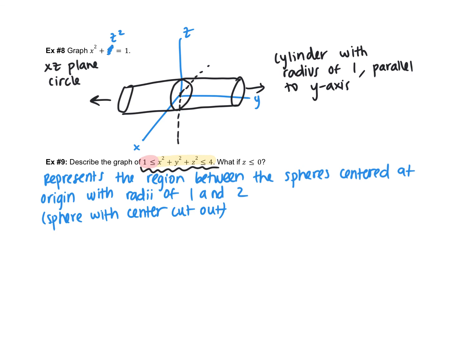So then, what if we add the condition that z has to be less than or equal to 0? Well, that condition will give us a hemisphere. It would be the lower half of the figure only.